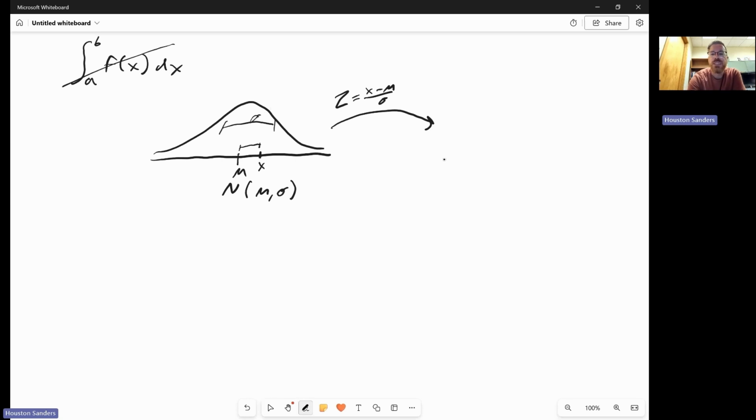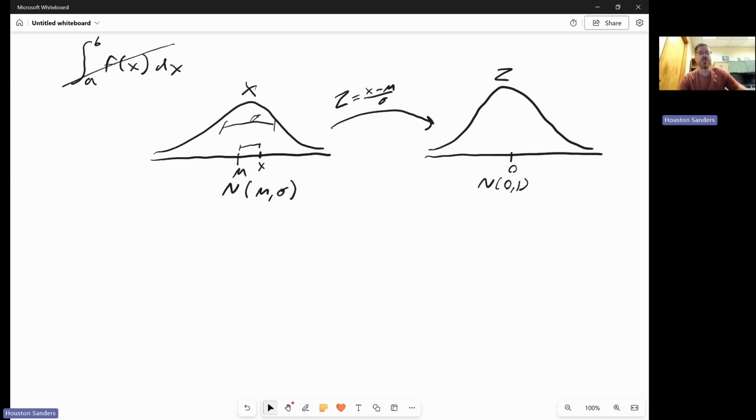And this puts it into the standard normal, which is a normal distribution centered at 0 with a standard deviation of 1. Once we've scaled any normal distribution we have, this normal distribution is our distribution in the actual data space. This is our x distribution, and we're transforming it into our standard normal, in which case we use the letter Z.